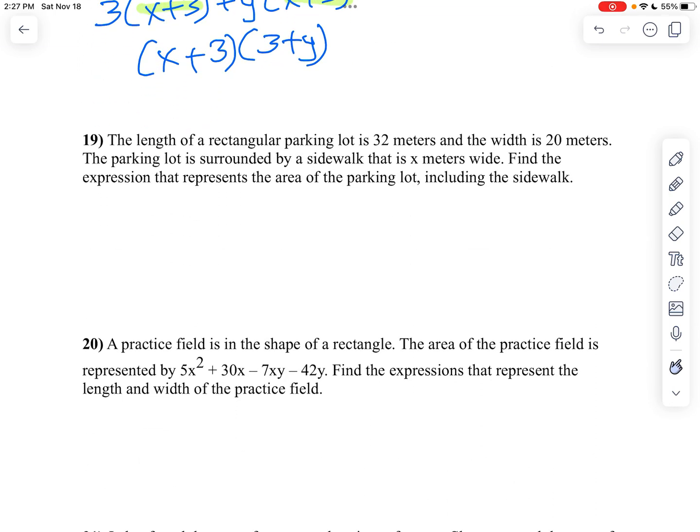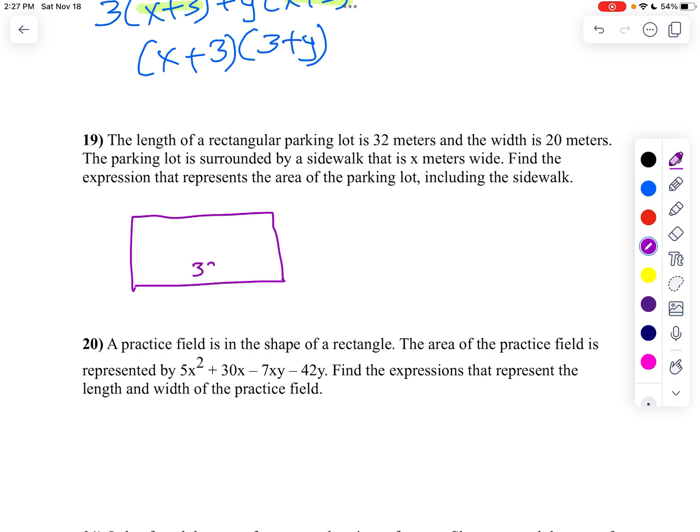Okay, number 19. It says the length of a rectangular parking lot is 32 meters and the width is 20 meters. It's going to be surrounded by a sidewalk that's x meters wide. Find the expression that represents the area of the parking lot, including the sidewalk. So let's draw a picture of that. So I got one that's 32 by 20. And then we're going to draw our sidewalk going around that, and it's x all the way around.